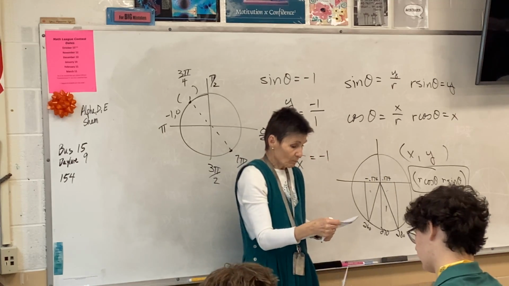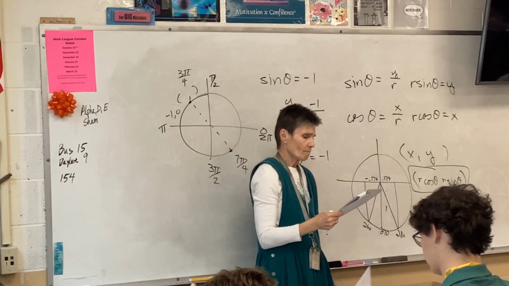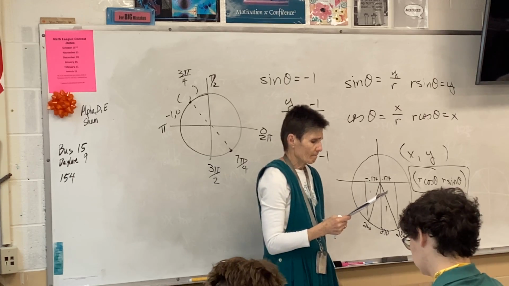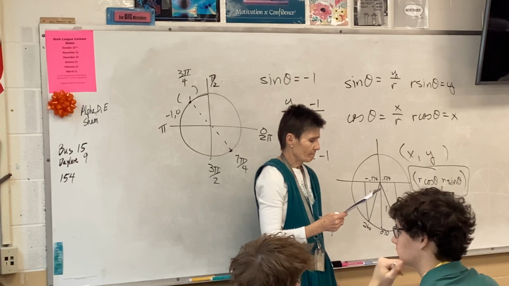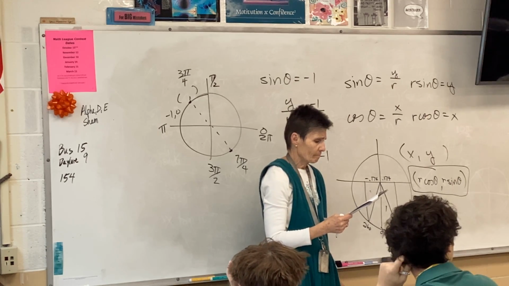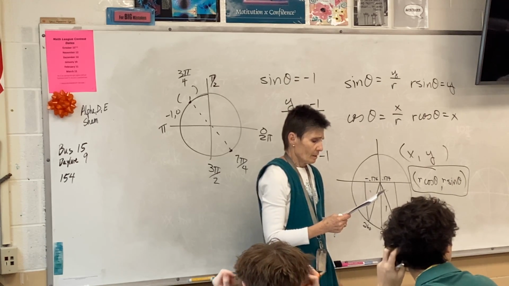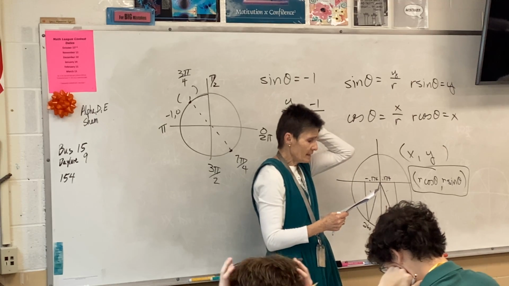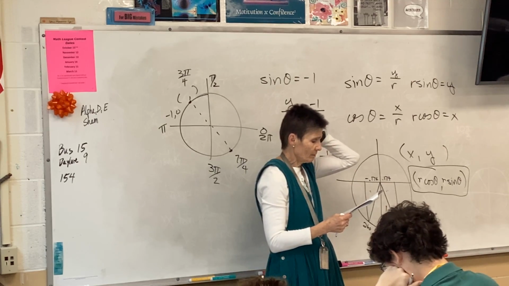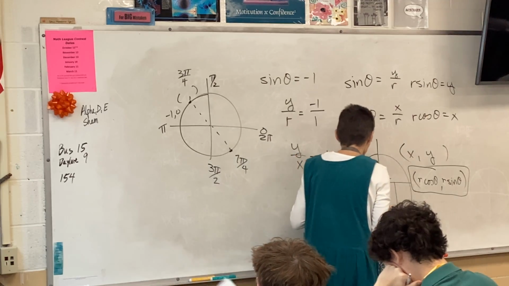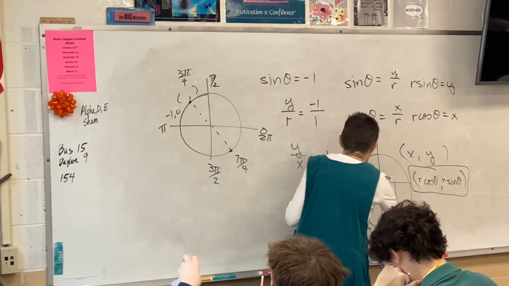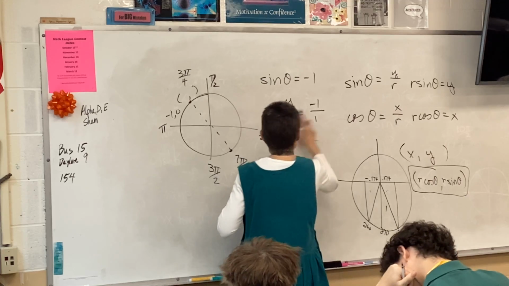All right, let's look at number 2. The circle and the line intersect at points R, the origin, and P. If the coordinates of P are 6 root 2, negative 6 root 2, what is the value of R?